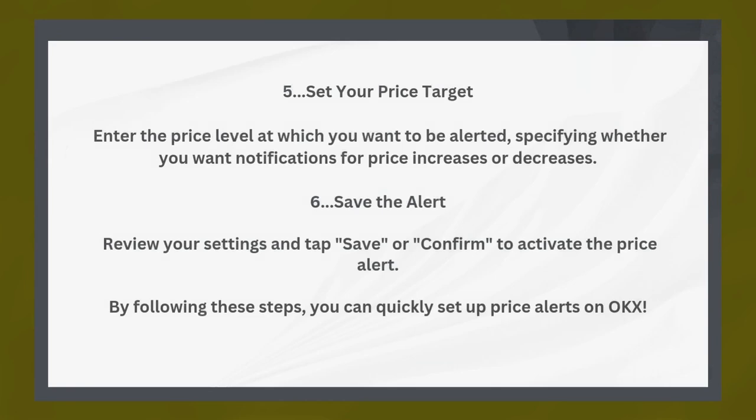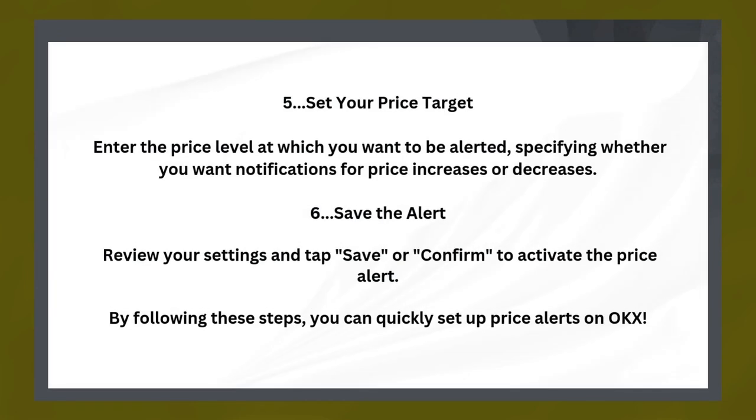Number 5, set your price target. Enter the price level at which you want to be alerted, specifying whether you want notifications for price increases or decreases. Number 6, save the alerts. Review your settings and tap Save or Confirm to activate the price alert.